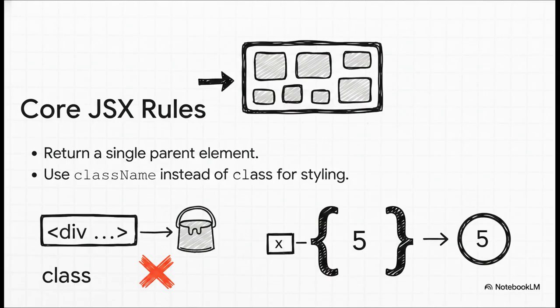Of course, like any language, there are a few simple rules to follow. First, your component has to return a single parent element. So you can see in our earlier example, we wrapped everything in a div. Second, because class is a reserved word in JavaScript, you have to use className when you want to add CSS styles. And third, and this is where it gets really powerful, you can embed any JavaScript expression directly into your UI just by wrapping it in these curly braces.